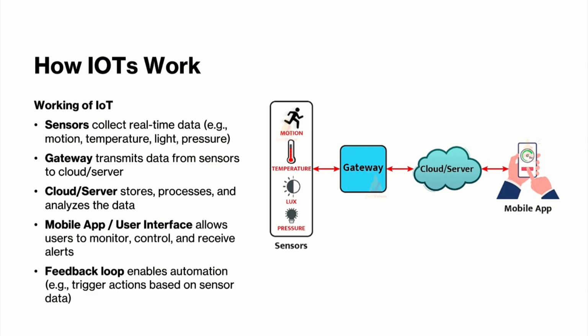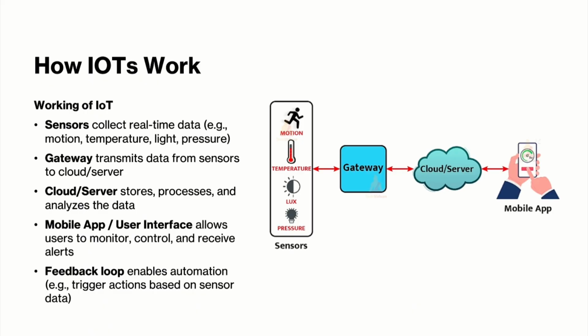How IoT works. Let's put all those components into action and see how IoT actually works. Step 1. Data collection. Sensors installed in a device or environment measure parameters like temperature, humidity or vibration. Step 2. Data transmission. The gateway collects this data and sends it over Wi-Fi, cellular network or Ethernet to the cloud.